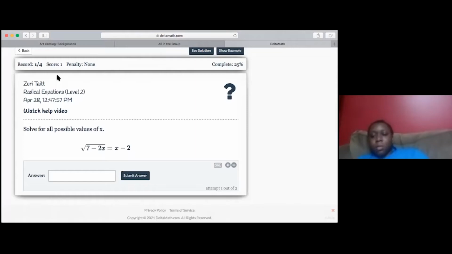Well, 7 minus 2x stays by itself. 7 minus 2x is equal to x minus 2 squared. But you could break x minus 2 up because that's just the FOIL. So you have x minus 2 times x minus 2. And then you group that up. So then you get x squared, then you get minus 2x, then you get plus minus 2x, then you get minus 2 times minus 2. You're just doing the FOIL method. So on the right side, you do the FOIL method. On the left side, you just leave that number the way that it is.